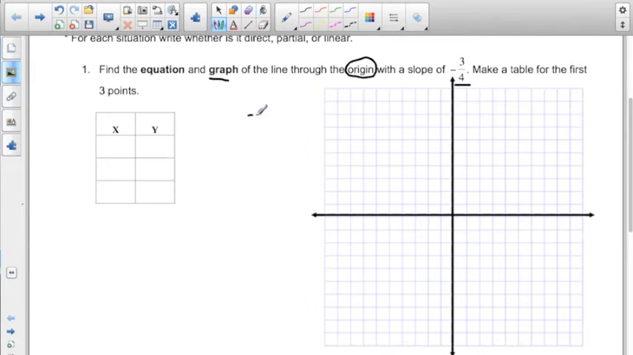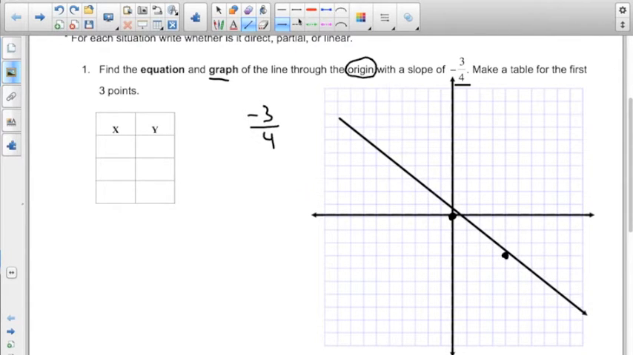And we said that -3/4 is the same thing as -3/4. So all we're going to do is rise over run. It says we're starting at the origin, first point. And then we're going to go down 3, 1, 2, 3, and to the right 1, 2, 3, 4. This is our line.